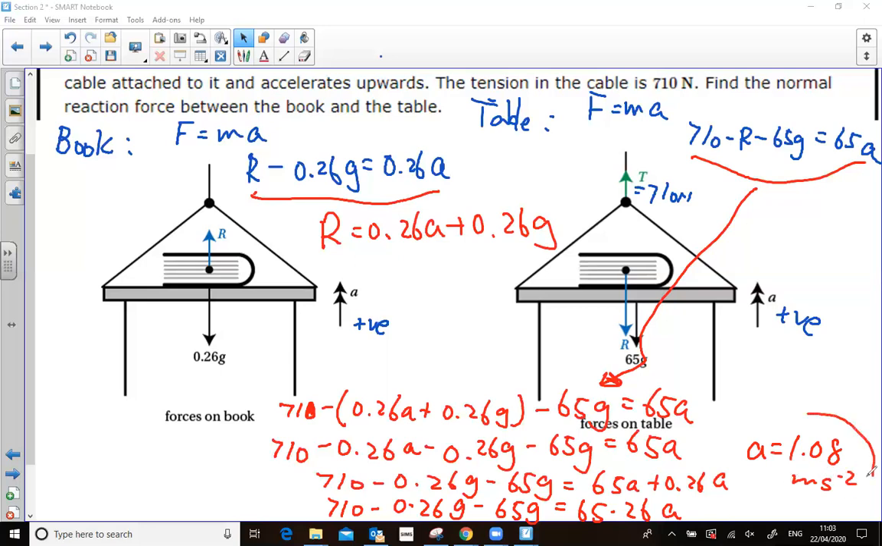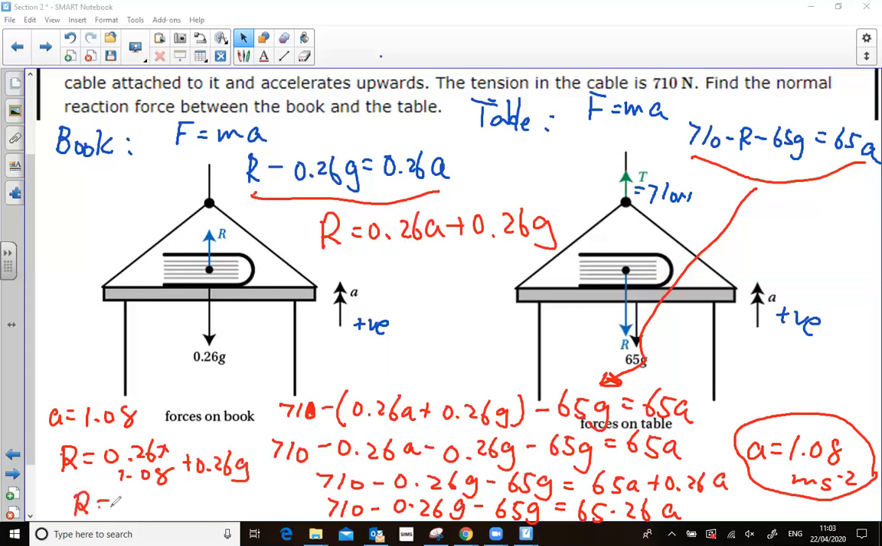Now when you know your acceleration, we can substitute it back into this equation to work out the normal reaction force. So when A equals 1.08, normal reaction R will equal 0.26 times 1.08 plus 0.26G. So the final answer for our normal reaction force comes out to be 2.83 Newton. So this question is much harder because you have to consider the force on two different objects, and you have two unknowns, and you have to solve a simultaneous equations.